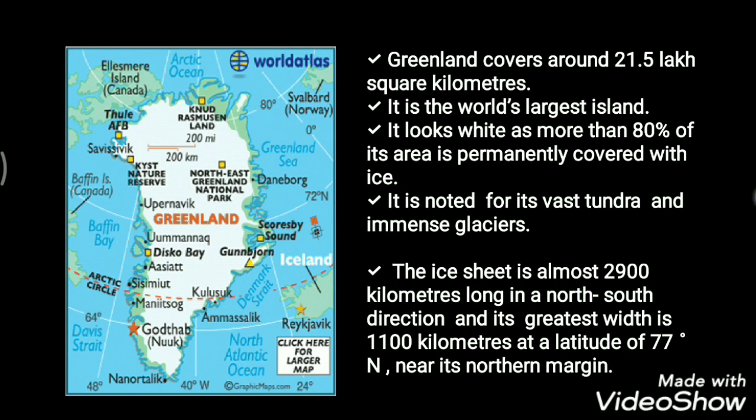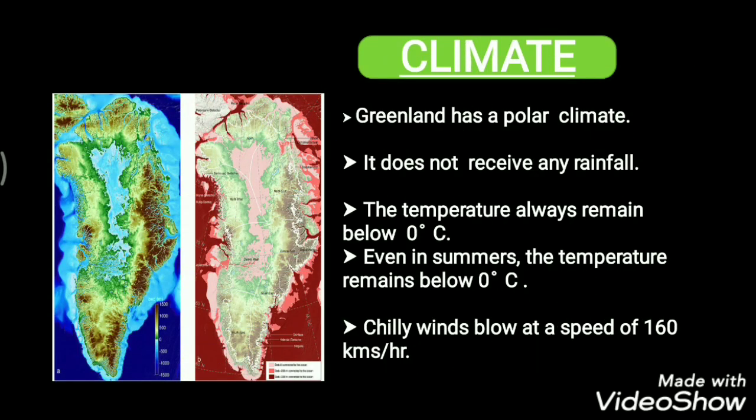Next is the climate of Greenland. Greenland has a polar climate, so it does not receive any kind of rainfall. The temperature always remains below 0 degrees Celsius. Even in summers the temperature remains below 0 degrees Celsius, and in summers there is continuous daylight and chilly winds blow at a speed of 160 kilometers per hour.